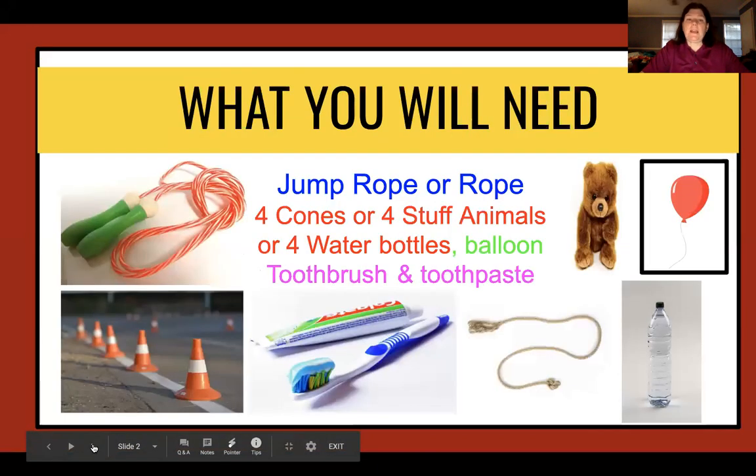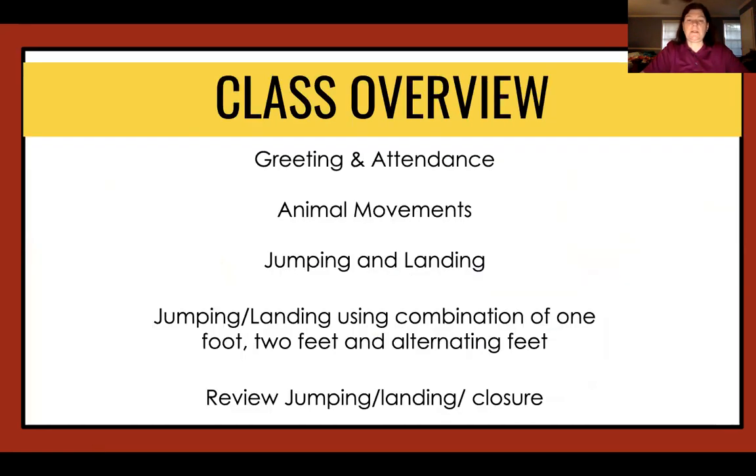So what you will need today is a jump rope or rope, four cones or four stuffed animals, or four water bottles. If you don't have cones, any of those things will work. You just need something to mark some spots so that you can jump to those items. You need a balloon, a toothbrush, and toothpaste.